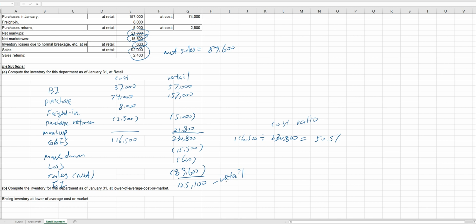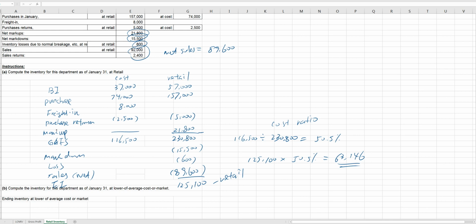It's not the cost, but we can easily convert the retail to its cost by applying this cost ratio. If we do this, the cost of my inventory under the conventional retail method will be $63,146. All right. So this is for conventional.